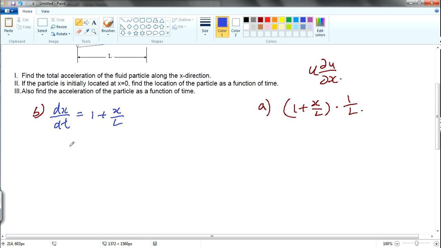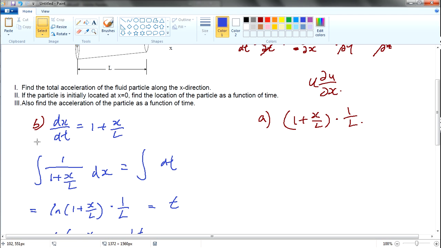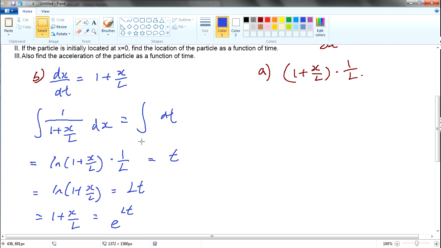So we can use a separable equation. Hold on a while, I'll just do it out. When I do a separable equation, I bring this dt up over here, and I bring this 1 plus x over L down over here. So we have 1 over 1 plus x over L dx. You integrate. Here you have ln of 1 plus x over L, because this is 1 over x in a certain sense. And then you also have to integrate the inner one. So this will be 1 over L, so you have L coming over here.